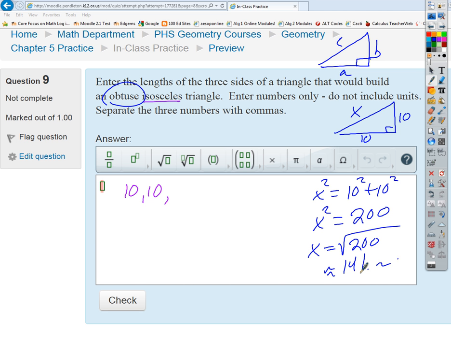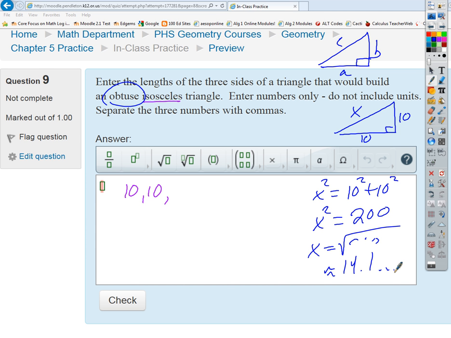Sorry, so yeah, 14.1 and so on. That would be the exact length that we need to make a right triangle.